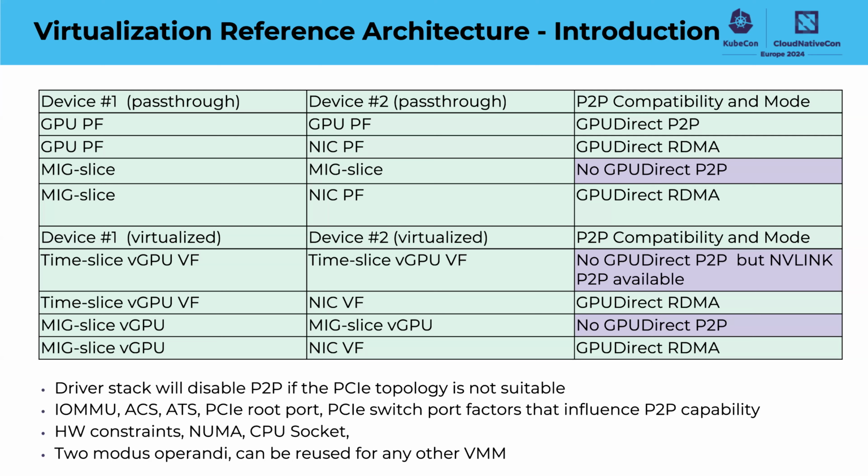And the main point is the driver stack will disable peer-to-peer, so the communication directly between a NIC and a GPU, if your PCI topology is not suitable. There are a lot of factors that we need to consider, like IOMMU, ACS, ATS, and all the other buzzwords that I'm laying out here. And then we have hardware constraints like NUMA and CPU sockets. So essentially what we added is two modus operandi that can be reused for any VMM.